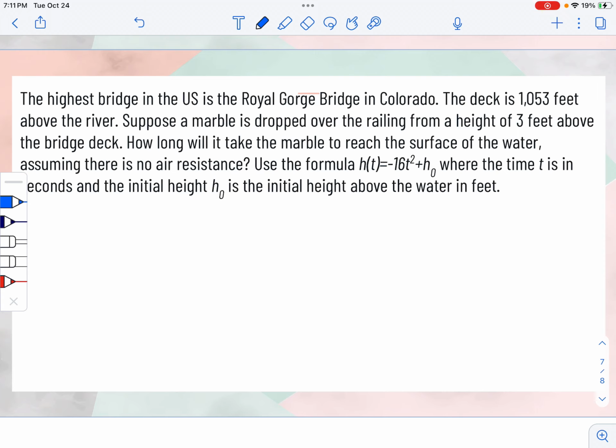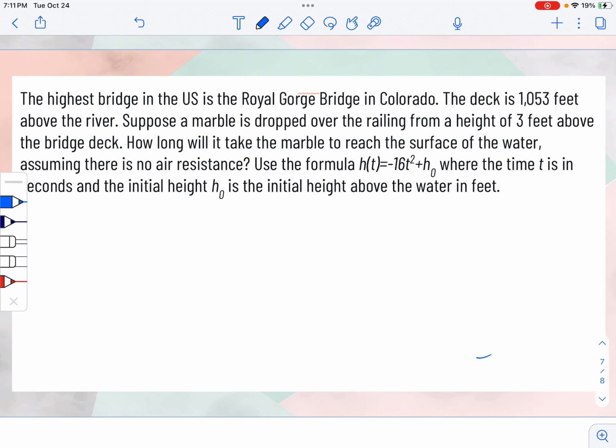The highest bridge in the U.S. is the Royal Gorge Bridge in Colorado. The deck is 1,053 feet above the river. Suppose a marble is dropped over the railing from a height of 3 feet above the bridge deck. How long will it take the marble to reach the surface of the water, assuming there is no air resistance?